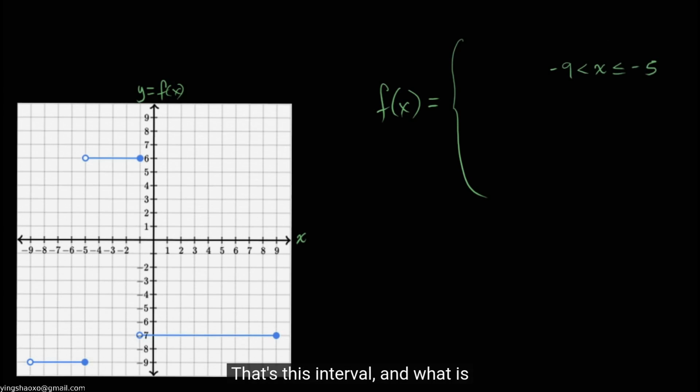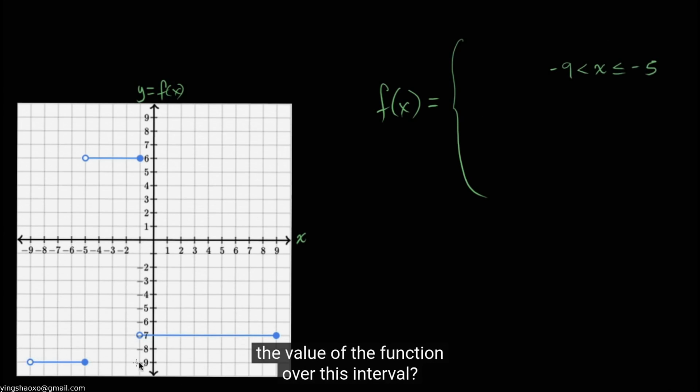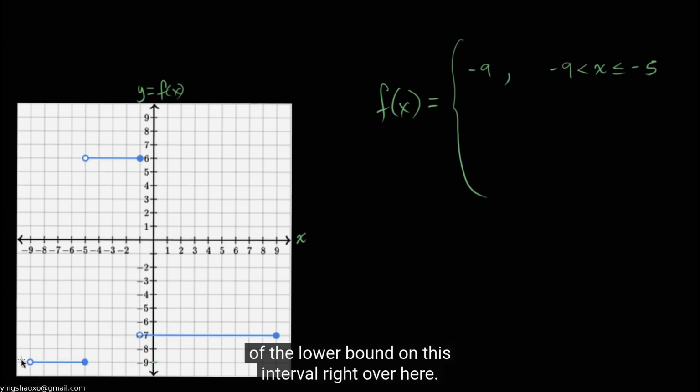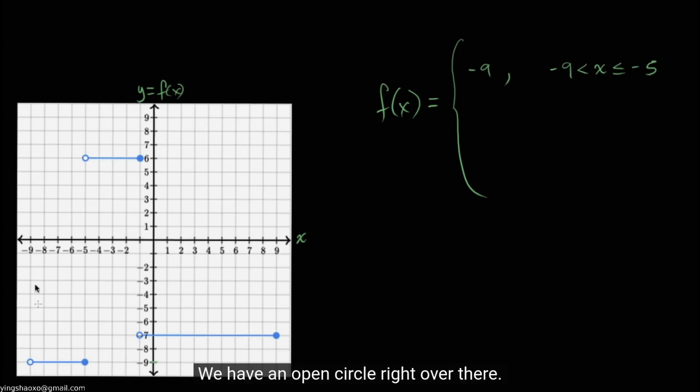That's this interval. And what is the value of the function over this interval? Well, we see the value of the function is -9. It's a constant -9 over that interval. It's a little confusing because the value of the function is actually also the value of the lower bound on this interval. And it's very important to look at that this says -9 is less than x, not less than or equal. If it was less than or equal, then the function would have been defined at x equals -9, but it's not. We have an open circle right over there.